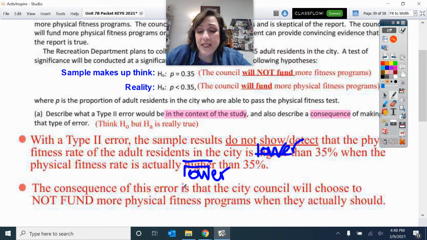All right. Then a consequence of this error is that the city council will choose to not fund more physical fitness programs when we really need them to, because we've got a problem.